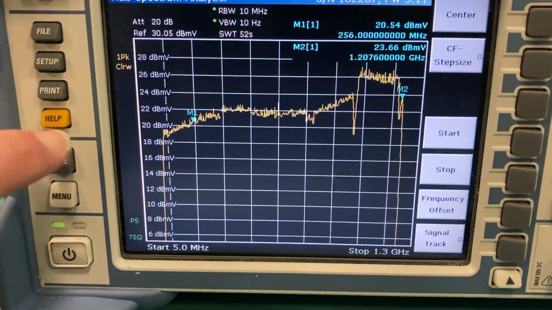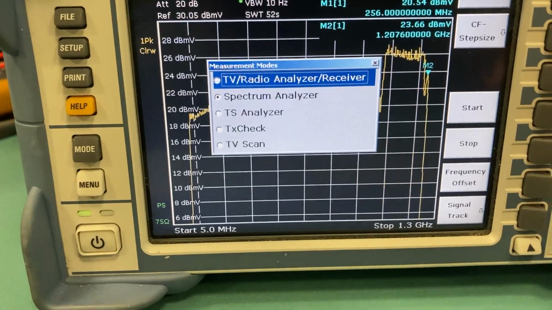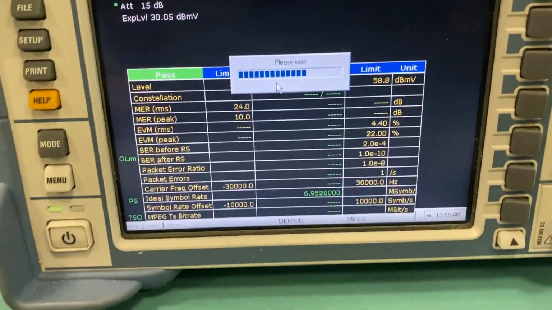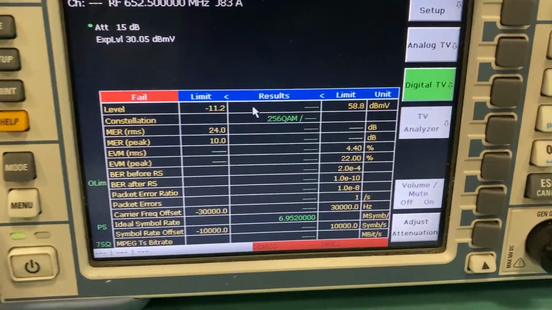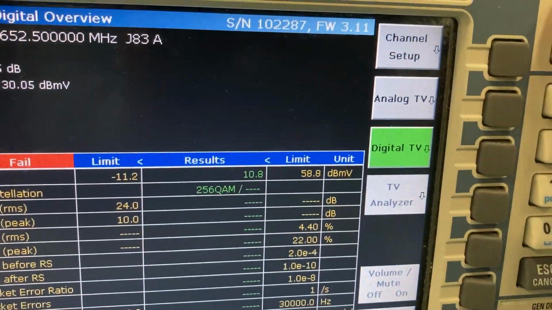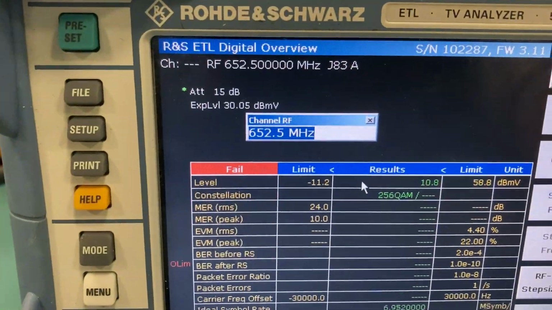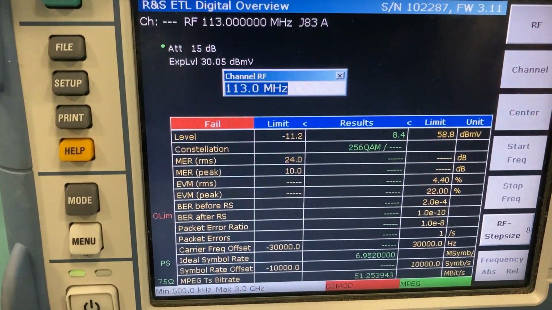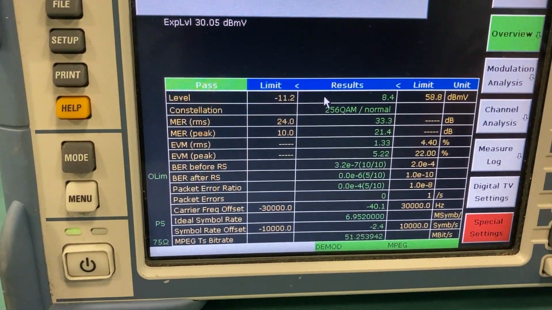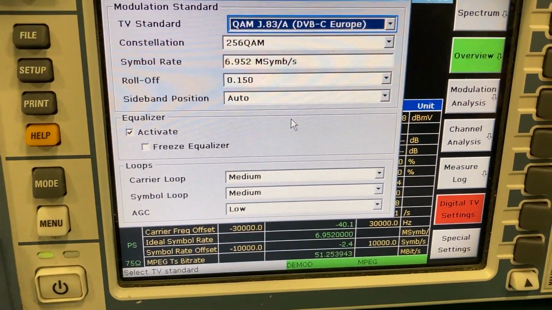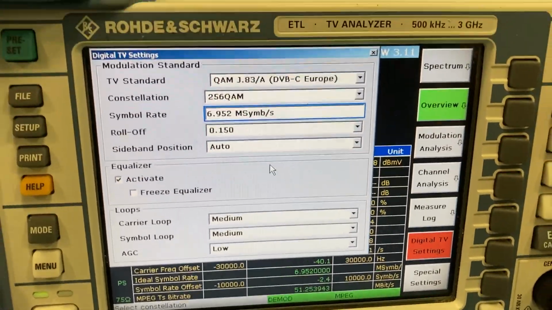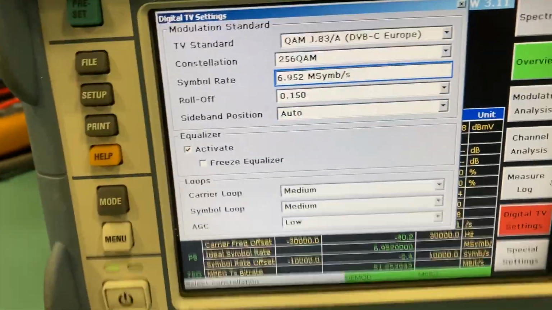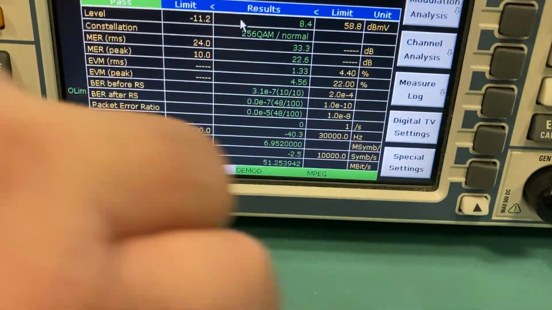Right, so while we're at it, I'll show you one of the other measurements that we do. So we drop this analyzer into decoder mode, and it's in digital TV mode. What I'm going to do is tune it to the first channel, 113 megahertz, and just put some settings in. Just set the settings correct in here. So this is 256 QAM modulation, by the way, 6.952 megasymbols per second. So just verify that they are correct.